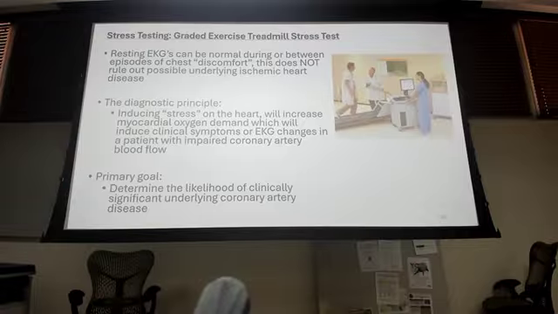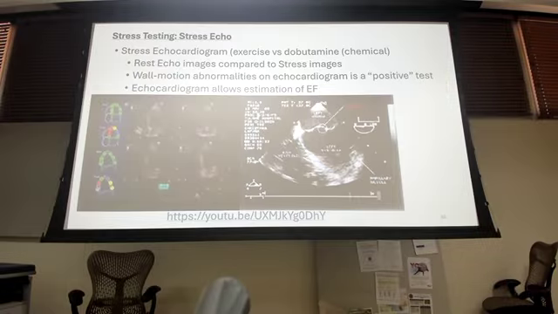We talked about the exercise treadmill stress tests, and this looks at the EKG changes. We can do a stress echo, where now either we have them exercise on a treadmill, have them run around the hospital for a bit, or I give them a chemical or a shot of like dobutamine in order to induce a chemical stress to the heart. And then I do an echo to look at and analyze the functional differences of the heart between rest and exertion.